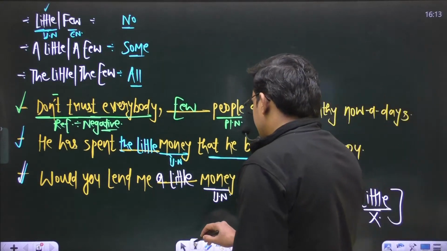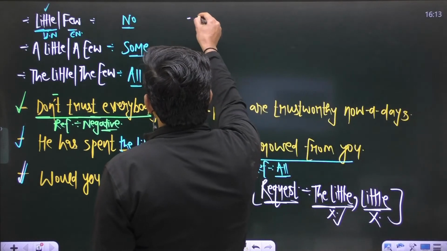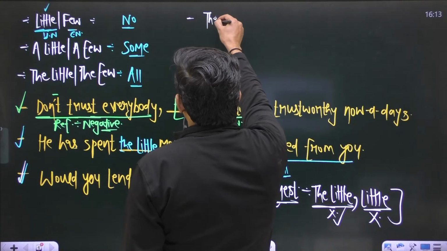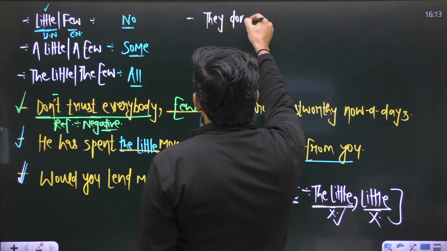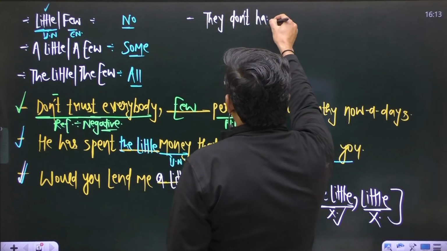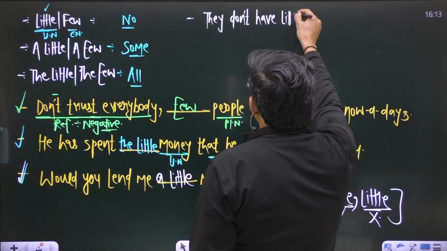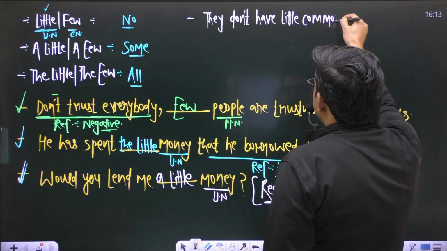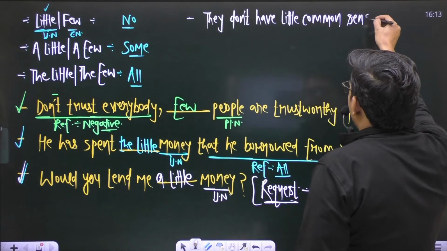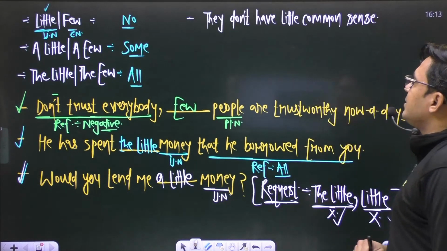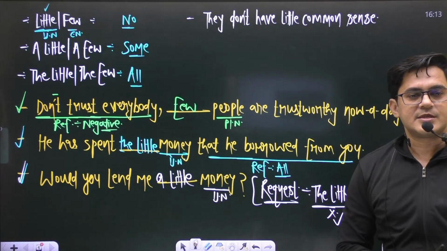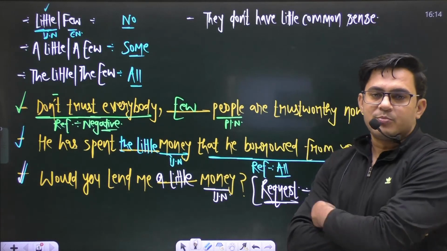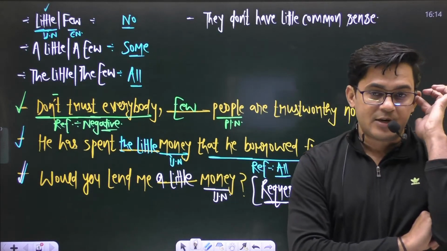Okay, a sentence you have: if I say, "They don't have little common sense." How can you improve this sentence? "They don't have little common sense." I want to know it from your side. How can you improve this sentence?